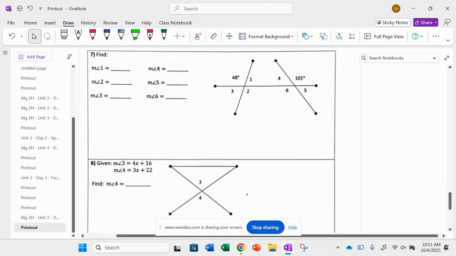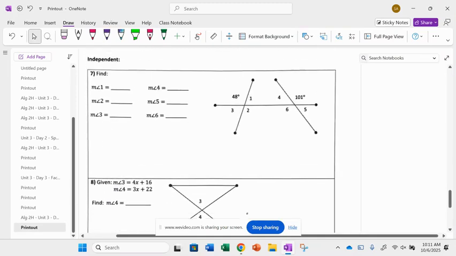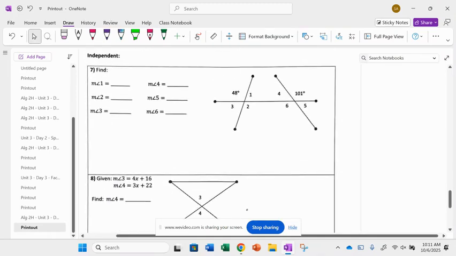Okay, so what we're going to do here is work on these independent problems together, but different people are going to come up and do each number on its own. So I want somebody to come and find the measure of angle 1. Any volunteers coming up to find the measure of angle 1, and then you're going to pick somebody to come find the next one.